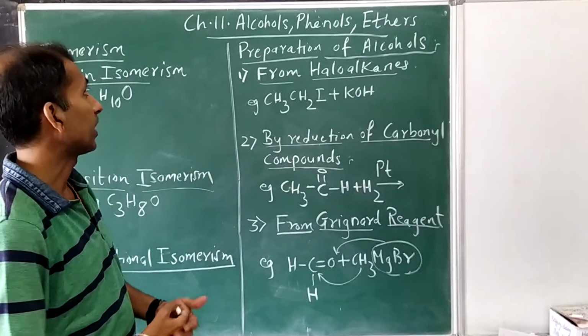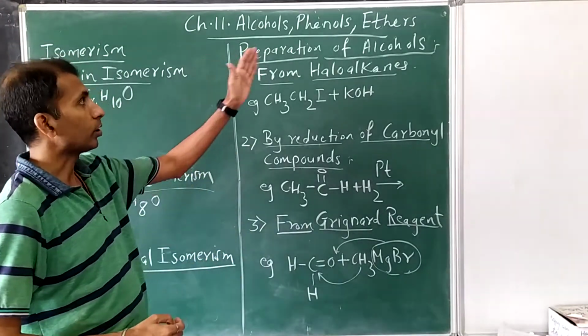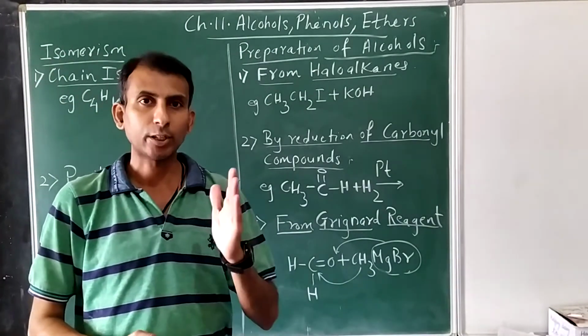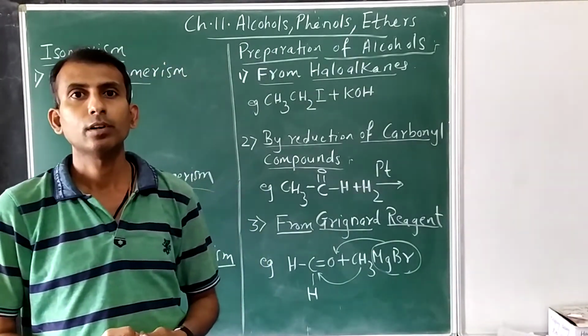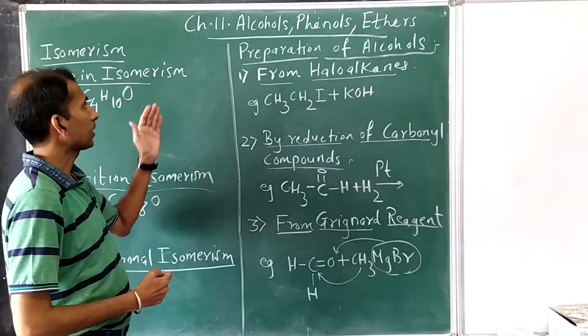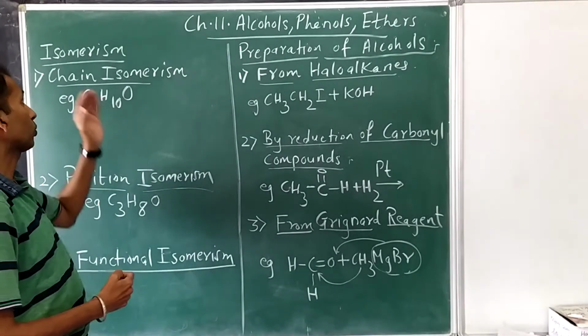Today, let us continue with the next part of the chapter alcohols, phenols, and ethers. In this chapter, last time we completed the IUPAC nomenclature of alcohols. Today, let us continue with the next concept, that is isomerism.